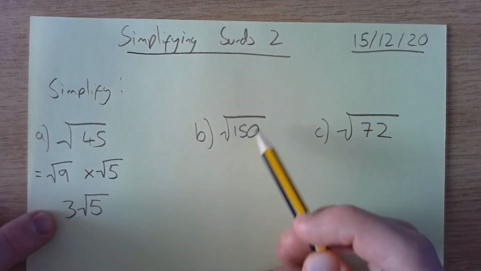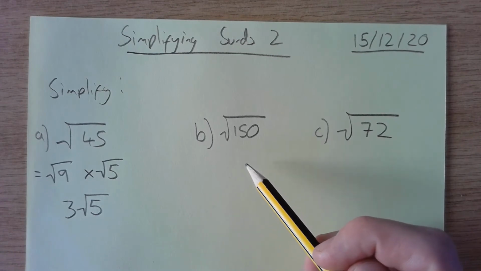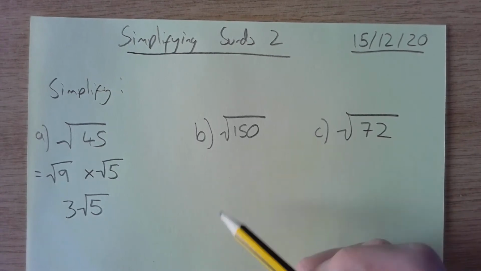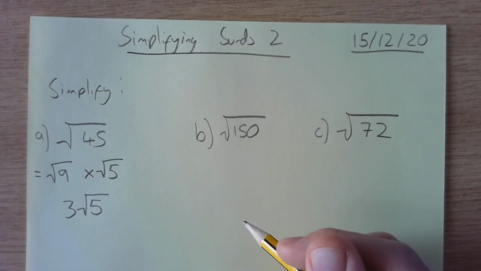Maybe pause the video now and see if you can do the same thing for root 150. Can you find that square factor and then the other factor that goes with it, and then root it for the simplified version? Have a go.